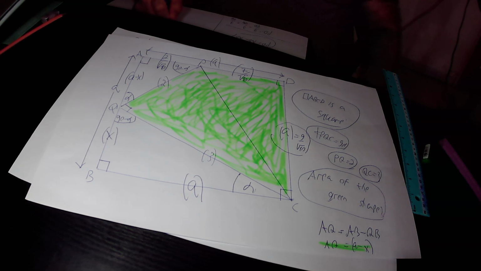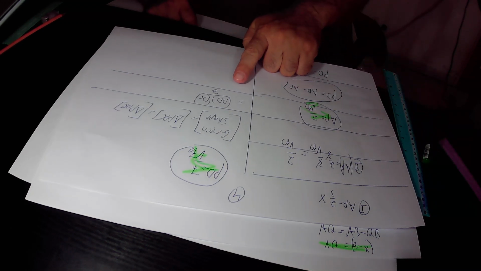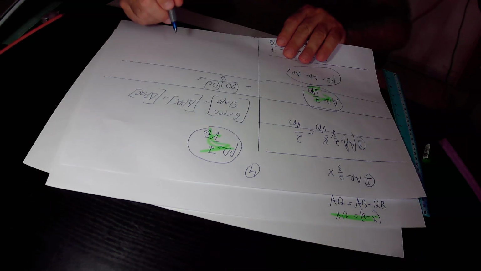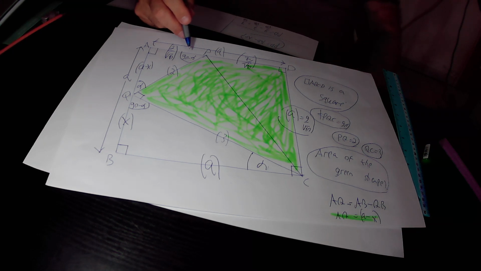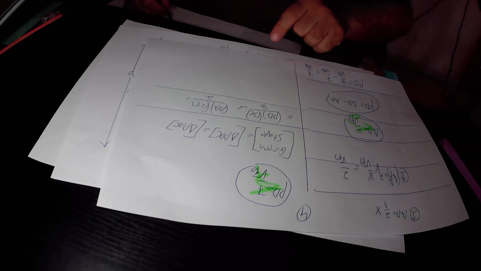Again, the area of the right triangle PDC is equal to the base of the right triangle, that is PD, times the height, that is DC, over 2, plus the area of this right triangle PQC. The area of the right triangle PQC equals the base, that is PQ, times the height, that is QC, over 2.